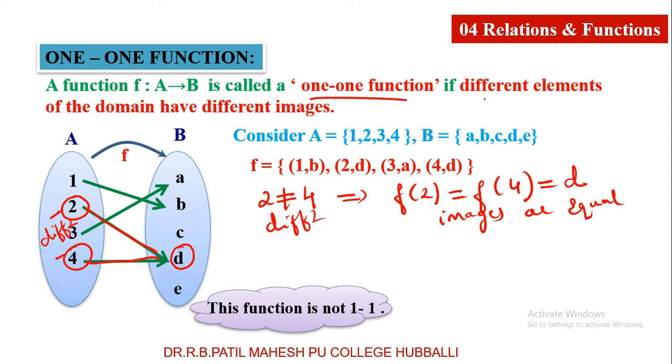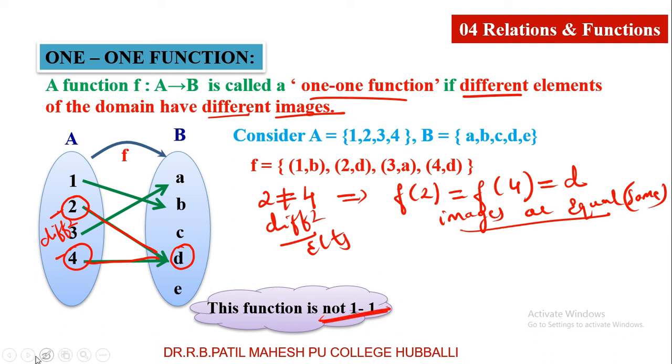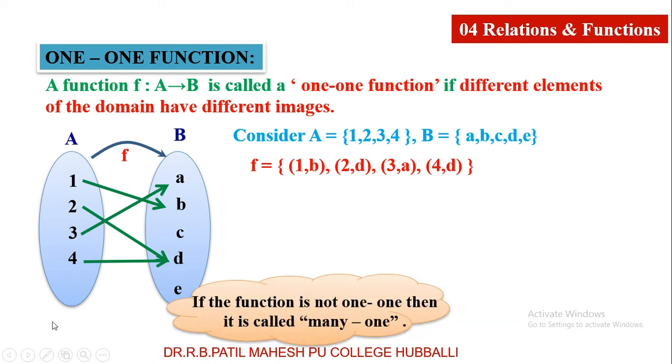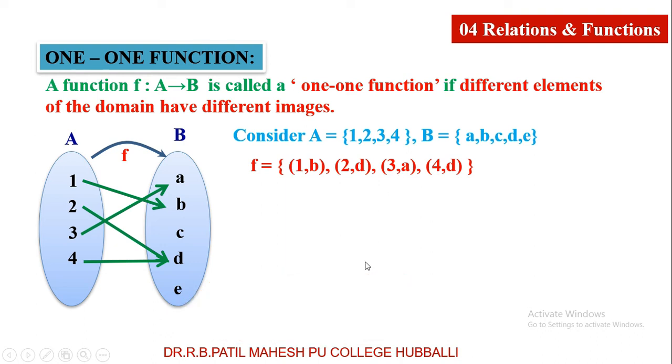Look at the 1-1 function definition. Different elements should have different images, but here different elements are there, but images are not different, they are the same. Hence this function is not a 1-1 function. Hope you are understanding the meaning of a 1-1 function. If the function is not 1-1, then you can call that function a many-one function. Here 1B, 2D, 3A, 4D is nothing but a many-one function. Hope you are understanding the definition and the meaning of a 1-1 function.